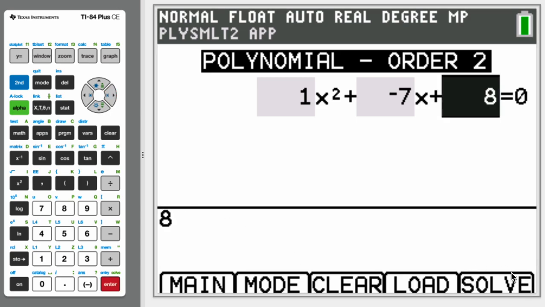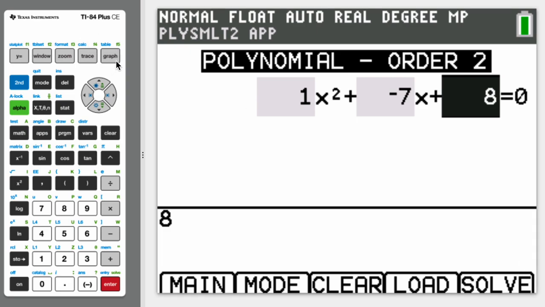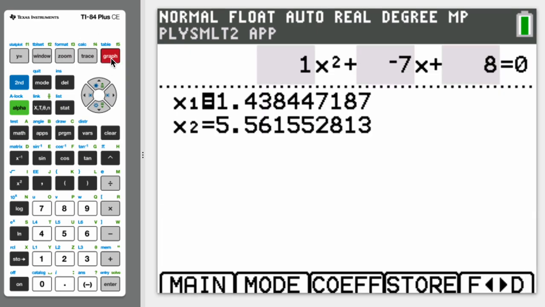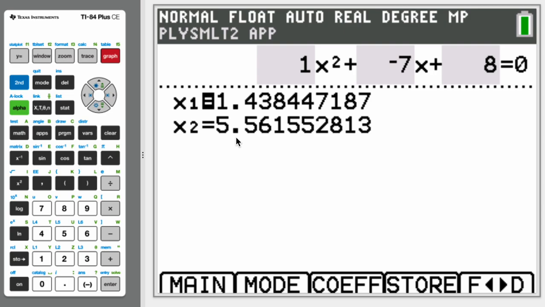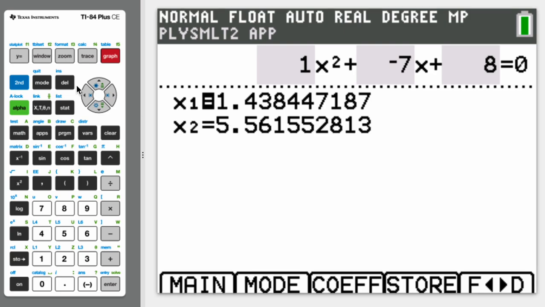And then we're going to use the solve button, which on your calculator is directly above the graph. And it gives me the two solutions. Now these solutions are the solutions to the equation. I don't need to swap the negative or anything else. That's just the answer. So it crosses the x-axis at 1.43 or 5.56, or both of those.